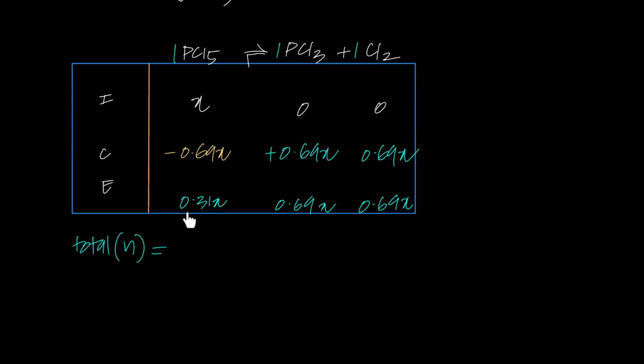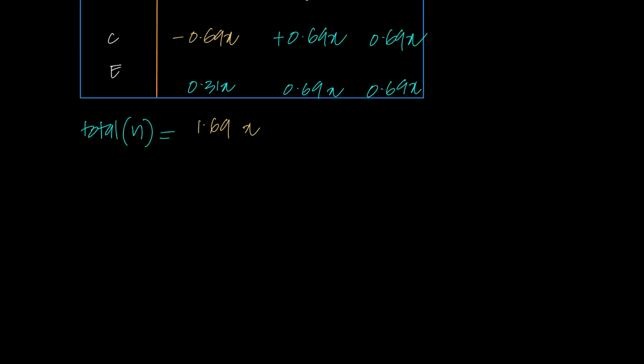0.69 plus 0.69 plus 0.31. It's 1.69X. Sorry, my bad. It's 1.69X. It's 0.69 plus 0.31 plus 0.69. Now let's calculate the partial pressures.